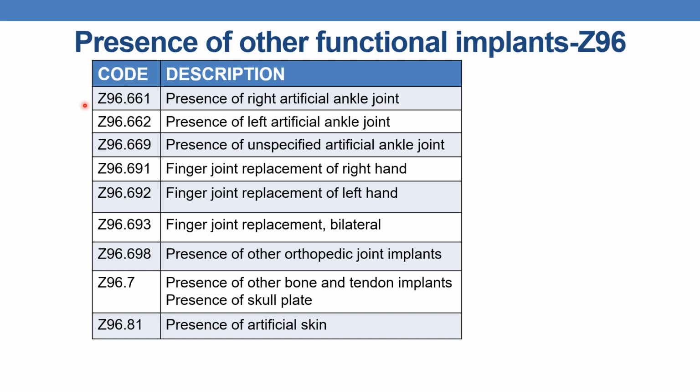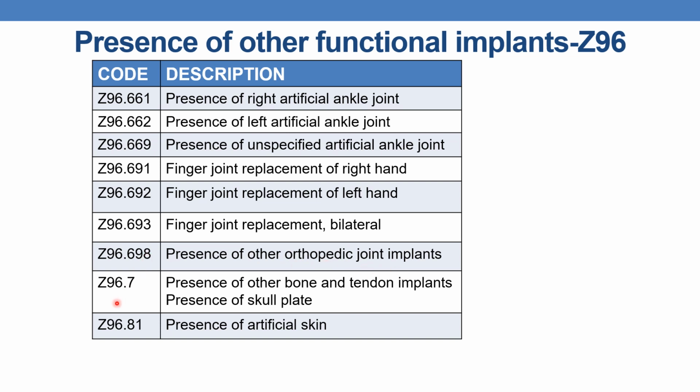Now coming to the first code, Z96.661, it indicates presence of right artificial ankle joint. 662 indicates left artificial ankle joint. 669 indicates unspecified artificial ankle joint. The next is Z96.691, finger joint replacement of right hand. Z96.692 indicates finger joint replacement of left hand, and Z96.693 indicates finger joint replacement, bilateral. And the next code is Z96.698. It indicates presence of other orthopedic joint implants.